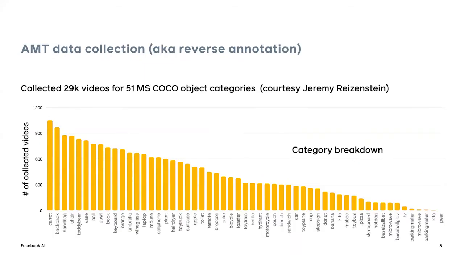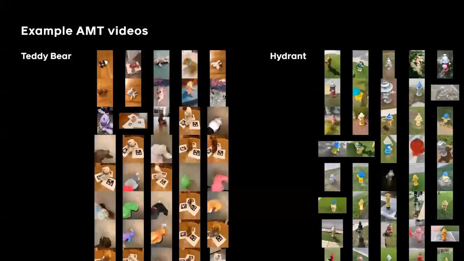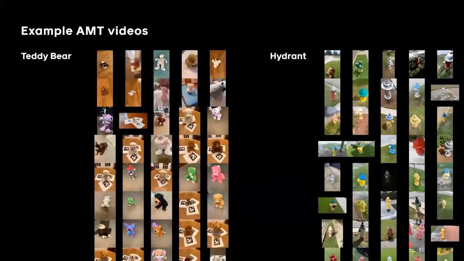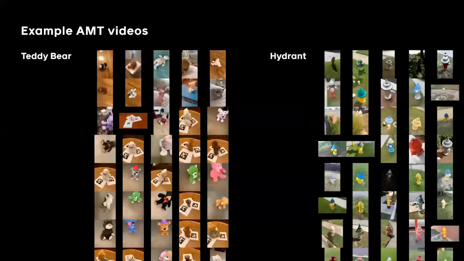Okay. Now, this is an example of the data we have collected. This is broken down by categories. So this was an initial collection of about 30,000 videos. This is just to give you a sense of which categories came back more frequently from Amazon Mechanical Turk and which ones are less common. For example, it was pretty easy to get videos of carrots, but a lot harder to get videos of TVs for some reason. Okay. And these are some of the videos we have collected like that for two categories, teddy bears and hydrant. And of course, there are 48 more.